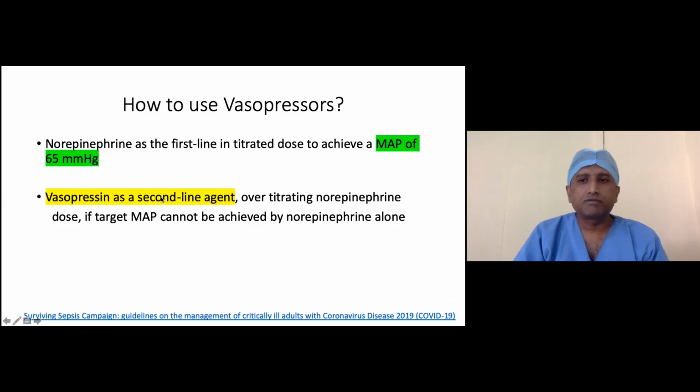And how to use these vasopressors? Norepinephrine or noradrenaline is the first-line drug to be used when the mean arterial pressure of a patient is less than 65 mm of mercury. If on increasing the norepinephrine dose the MAP is not maintained, then vasopressin is the second-line agent, after titrating the norepinephrine dose, if the target MAP has not been achieved by norepinephrine alone.